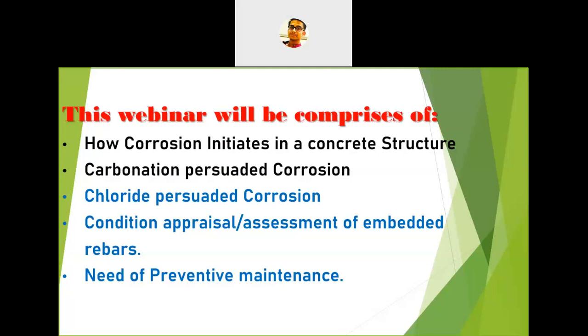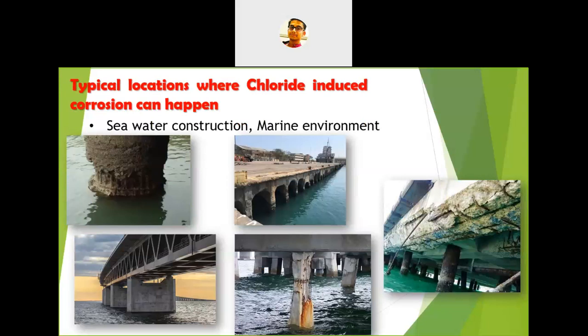So the first topic today is the typical locations where we can see chloride induced corrosion. The corrosion may happen due to the two prime reasons we discussed before: chloride induced corrosion and carbonation induced corrosion. In the last session, we went through the details of carbonation induced corrosion and the different assessment processes to find the depth of carbonation, and the effects of different parameters such as humidity and temperature on it. Today we'll see the details of chloride induced corrosion.